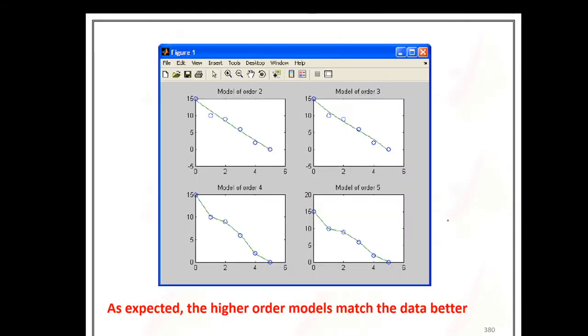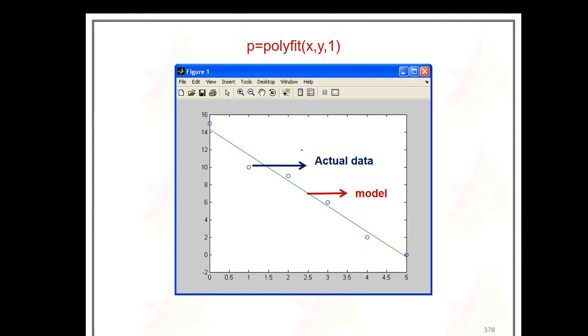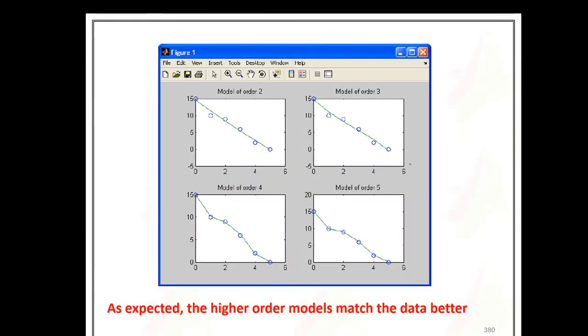Now you can see the plots for the second order, third order, fourth order, fifth order polynomial. What is the conclusion you are getting? If you go for the higher order models, it matches the data better. You can see the first order polynomial is not matching. Approximately it matches with the actual data, but you can see the model with the order of 5 exactly matches.